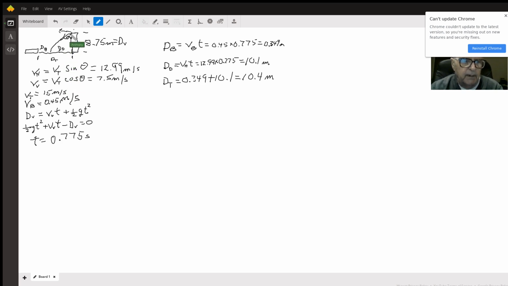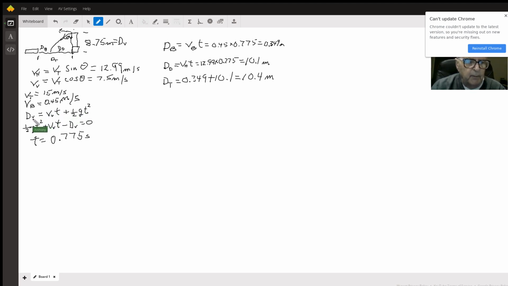Now, what you have to realize is the time that it takes from when the equipment leaves the tower to hitting the water is the same as the time of the vertical component, the equipment going down through the vertical component down to the water. Okay, so I just briefly mentioned V sub t is 15 meters per second, the boat velocity 0.45 meters per second.